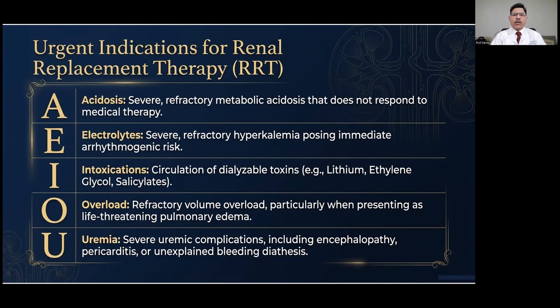O, overload: refractory volume overload not responding to diuretics, particularly when presenting as life-threatening pulmonary edema. You do RRT. And finally, U, uremia: severe uremic complications, uremic encephalopathy, uremic pericarditis, unexplained bleeding diathesis, a hemorrhagic state because of uremia. So: A acidosis, E electrolyte abnormality, particularly hyperkalemia, I intoxications, particularly lithium, ethylene glycol and salicylates, O volume overload, U uremic complications. These are the indications for RRT.